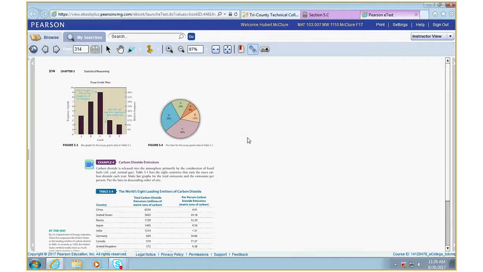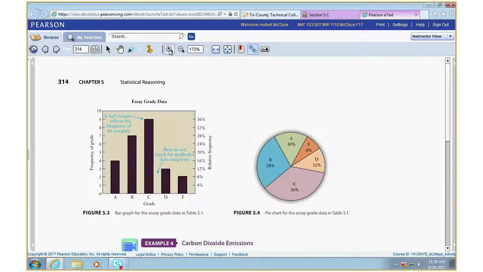Page 314. Make sure you know how to read and interpret bar graphs, histograms, and pie charts. For instance, if I ask you how many people are in that group in figure 5.3, you should be able to tell me. Well, there's 4 in that first spot, 7, 9, 3 and 2? And you should be able to add those up and get the total class. That's how you read a bar graph.